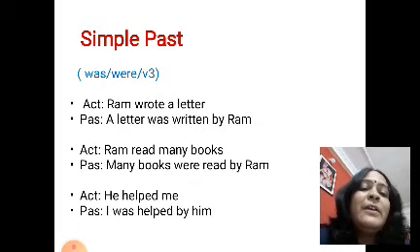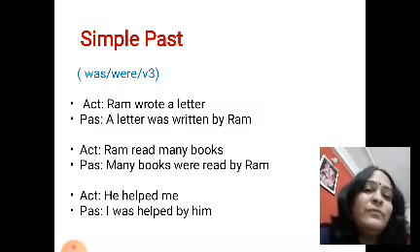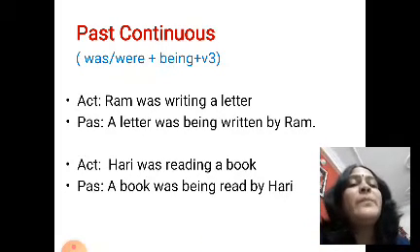He helped me. Then subject will be changed. Object will be changed into subject. I will definitely take was. I was helped by him. So again I will tell you, he, she, it, and name we will use was in the simple past tense, and you, we, they we will use what? Were. Then past continuous, we will start with past continuous.